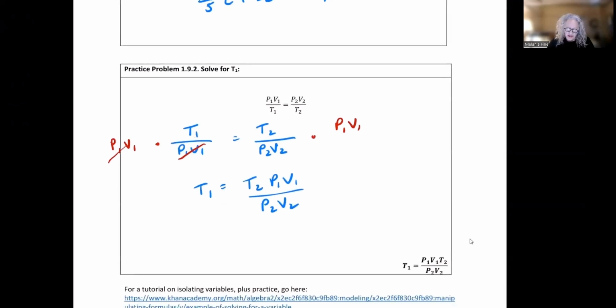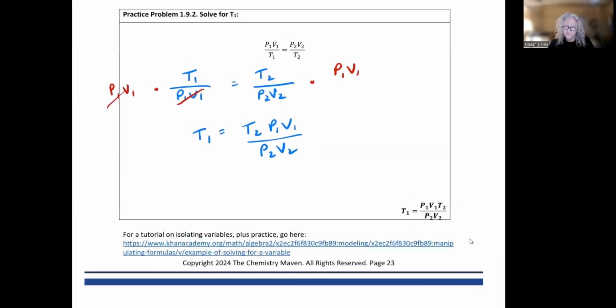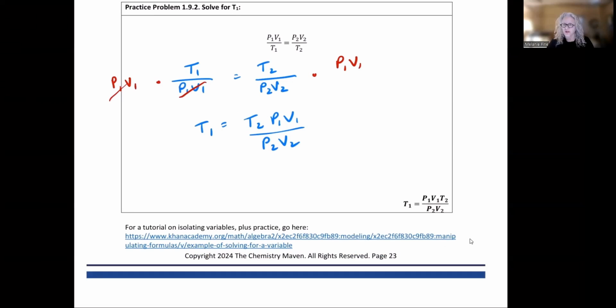And in this packet, I have some more practice solving for a variable with Khan Academy. If you're struggling with that, it is a crucial skill in chemistry to be able to manipulate equations and solve for variables. I actually don't have a worksheet on solving for a variable. If I need to make one, I will, but I'm assuming most people come with this skill to chemistry, and if they don't, I will have to supplement that accordingly.